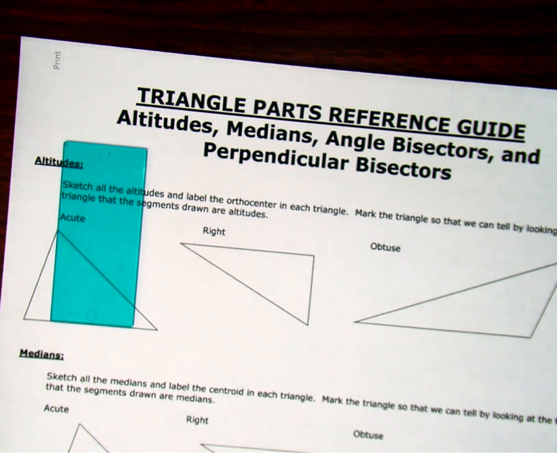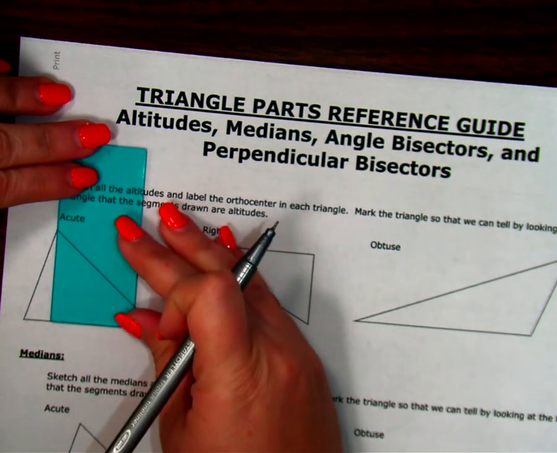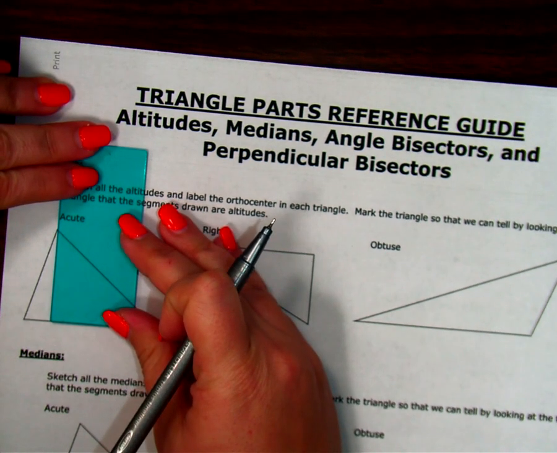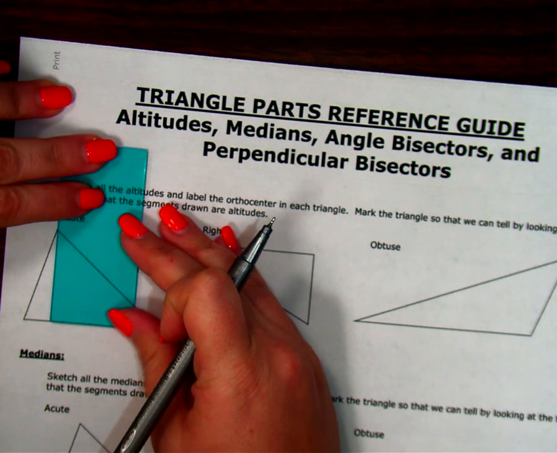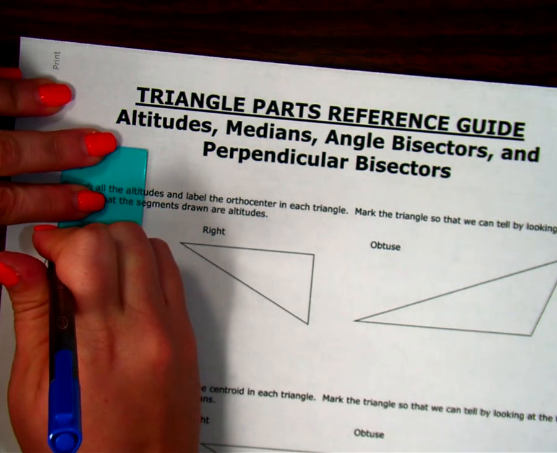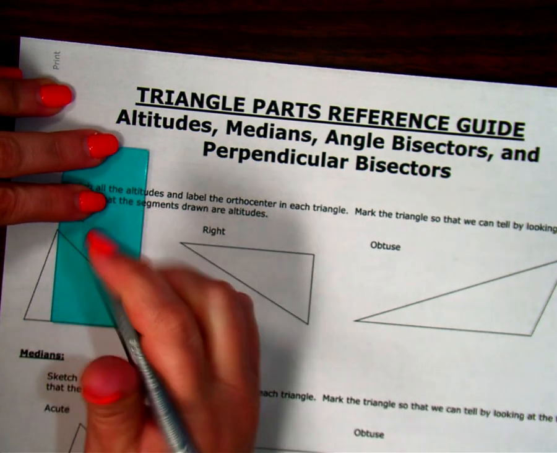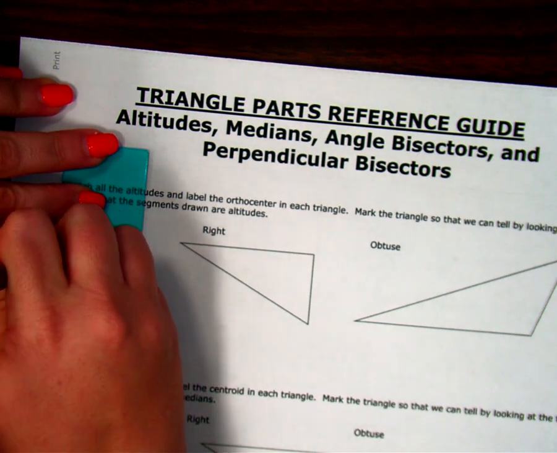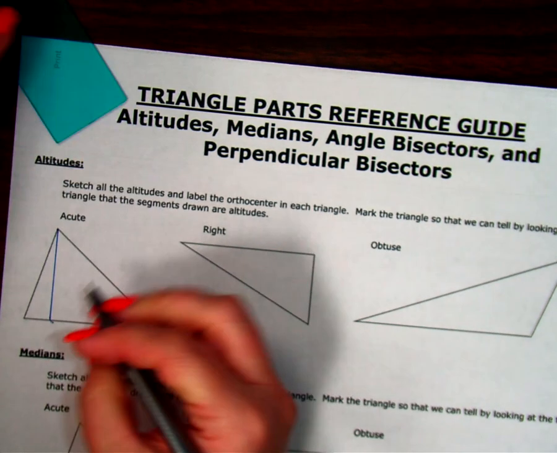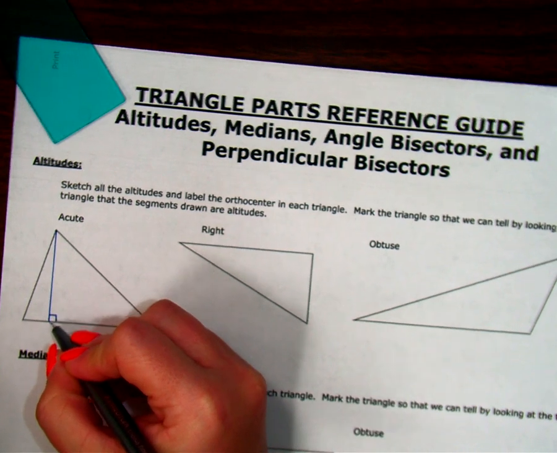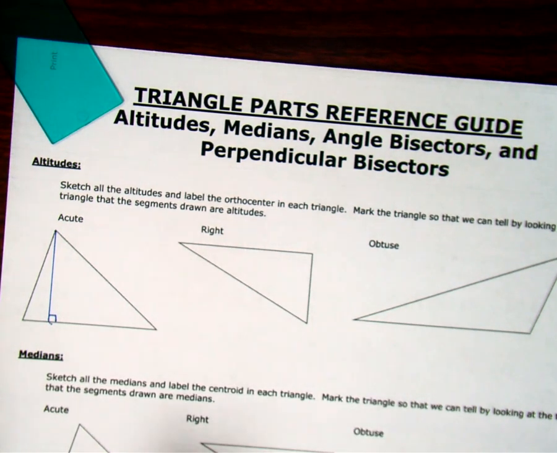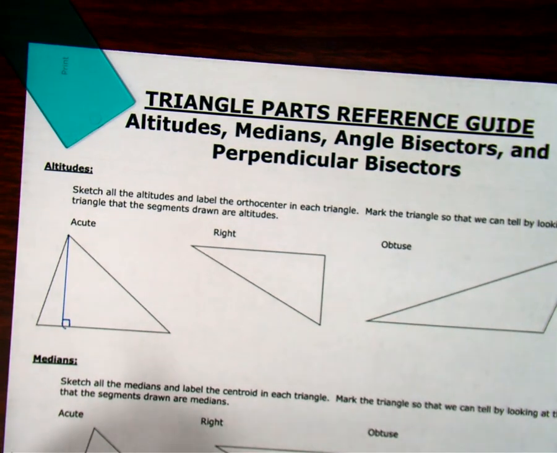Let me get a pen so I can draw that in. I'm going to reline myself up because I think I might have moved just a hair when I picked up my pen, and draw in my altitude. Okay, so that's hitting at a 90-degree angle. Ignore my little whoop there at the bottom. Now you can do that from every single point of the triangle.